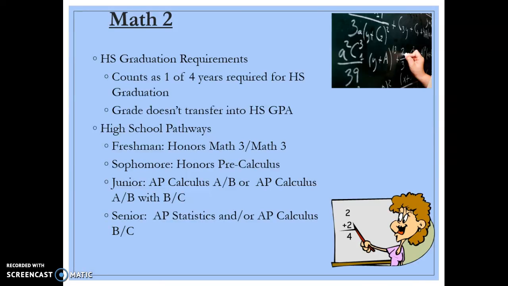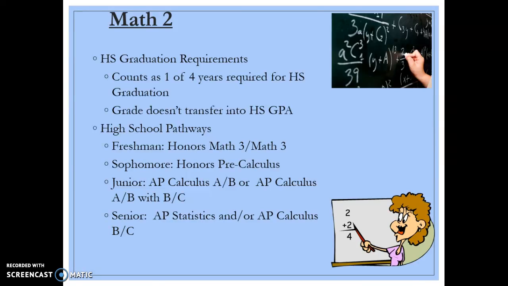They will take Honors Math 3 or Math 3 next year, and then as a sophomore they will take Honors Pre-Calculus. Beyond that, there's 3 other courses that are available to them: AP Calc AB, and then AP Calc BC, and then AP Stats. And there's a variety of ways that you can combine those classes. I've listed some of them there.